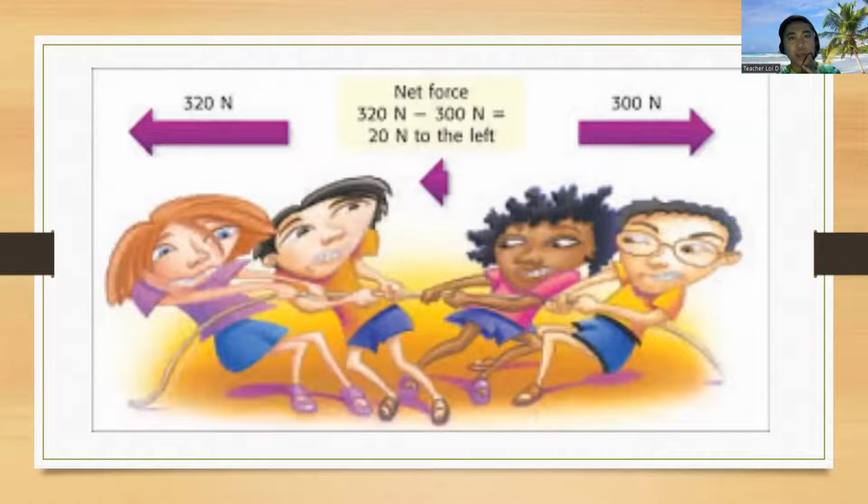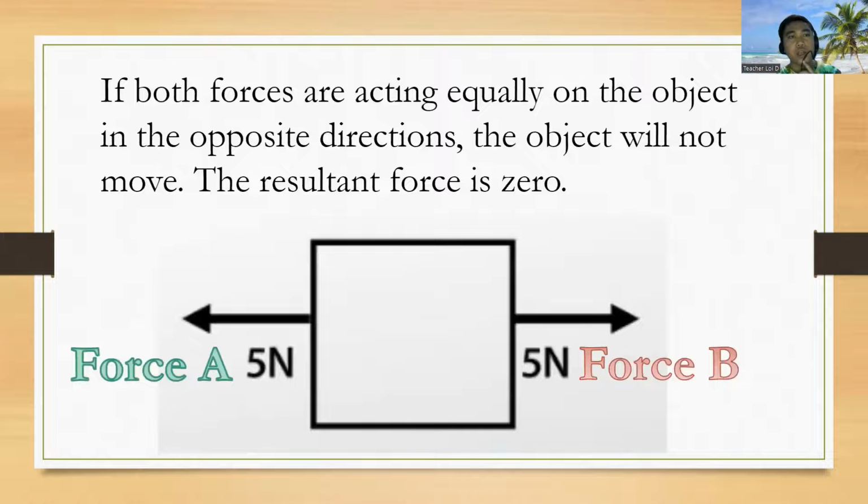Yeah, 320N minus 300N is equal to 20N to the left. So if both forces are acting equally on the object in opposite directions, the object will not move. Okay, the resultant force is 0.